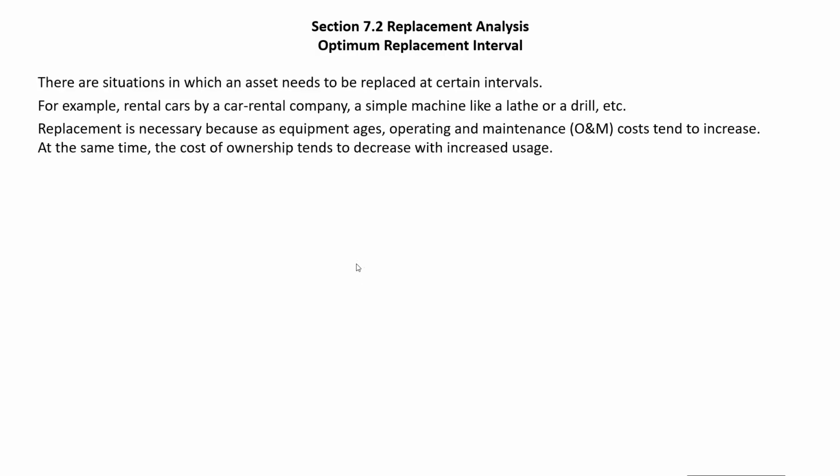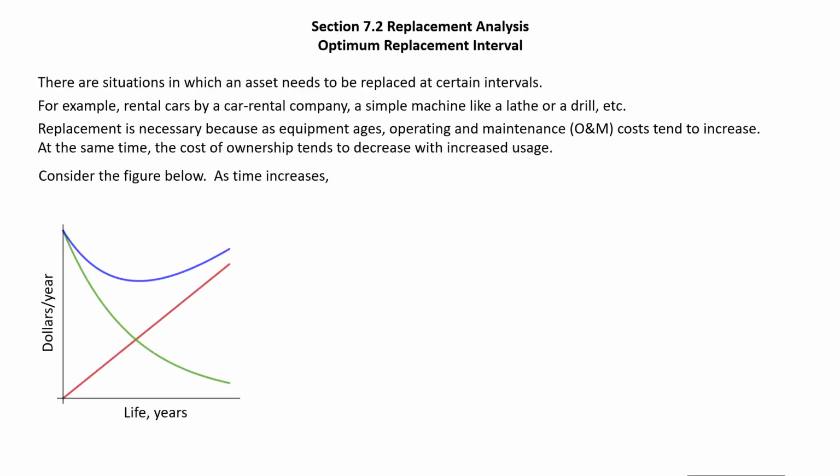Now, replacement is necessary because as equipment ages, operating and maintenance (O&M) costs tend to increase. At the same time, the cost of ownership tends to decrease with increased usage. Right? When you own an asset, you would have paid some money to own it, but then by next year you would have depreciated, so you would have lost some value. So the cost of ownership tends to decrease with increased usage. Now, this figure over here explains that concept fairly well.